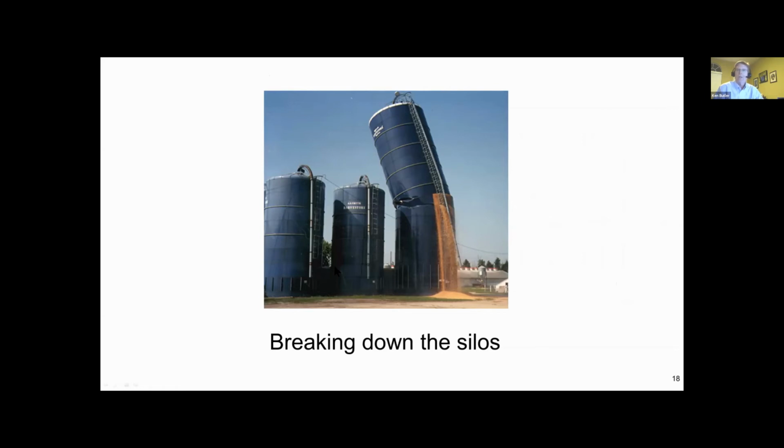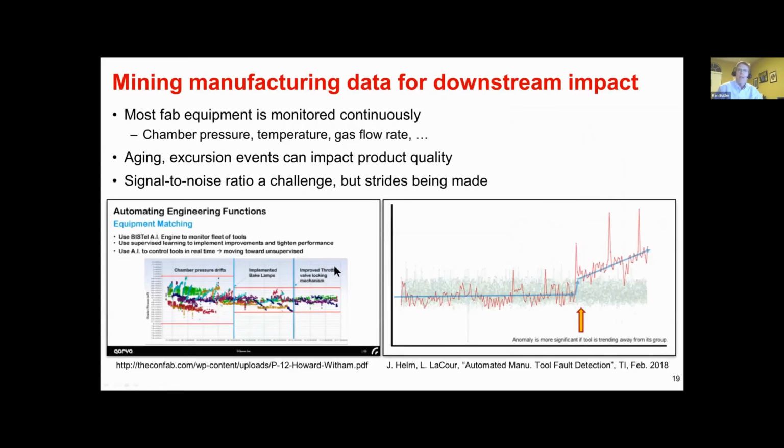So now I'm going to talk a little bit about breaking down the silos between the various operations. I've talked a little bit about manufacturing and test operations, and also a little bit about design. We have information that is captured in all of those places, but the challenge can be making the information available from one part of the business to the next.